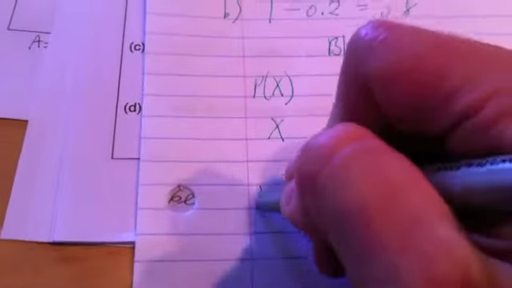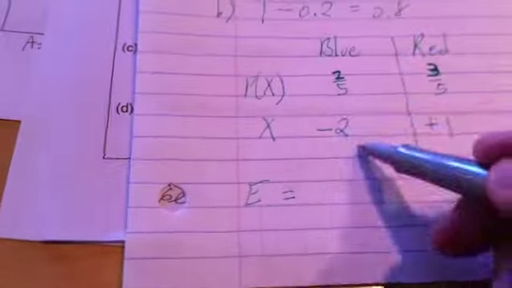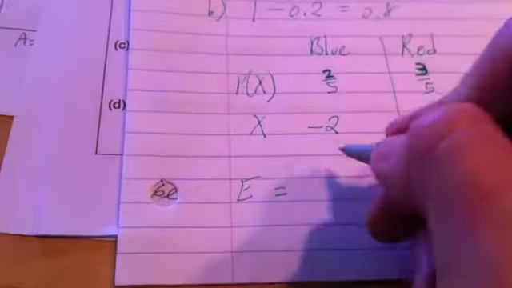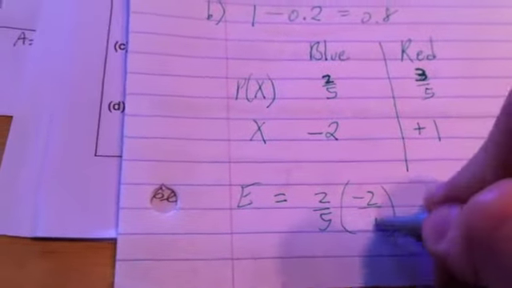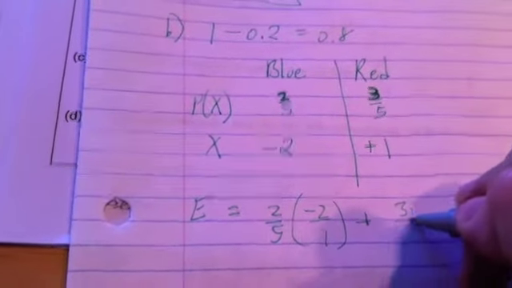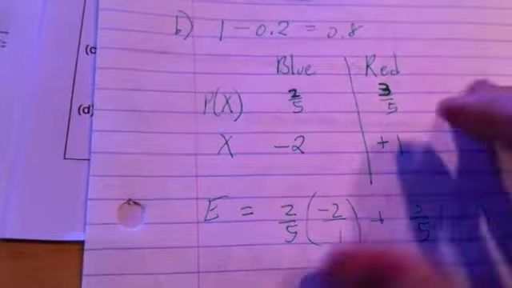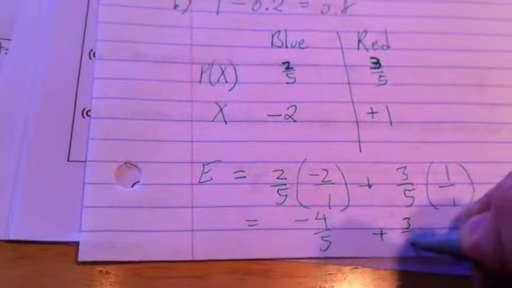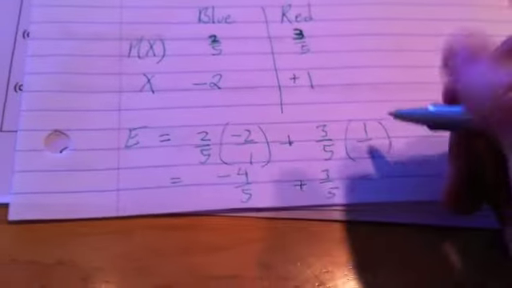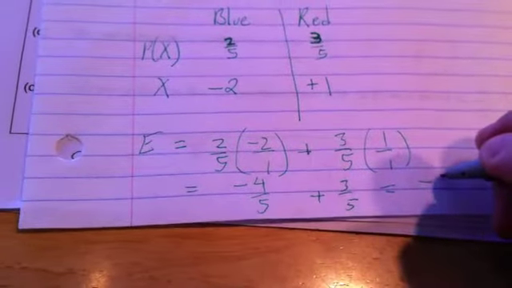So again, to get at your expectation, I'm just going to multiply these, add them together. So you have 2/5 times -2 over 1, right? Plus 3/5 times 1 over 1. So you get -4/5 plus 3/5. So you're getting -1/5. So you're getting -0.2.